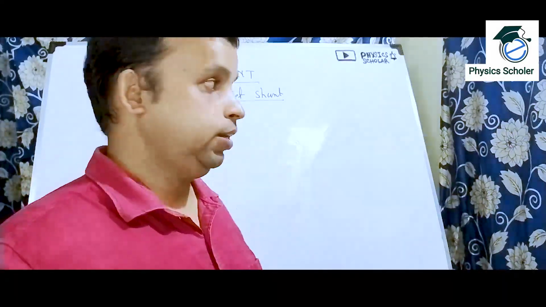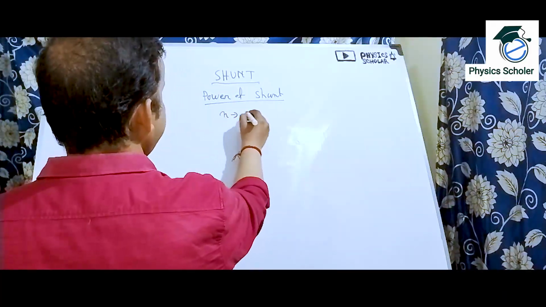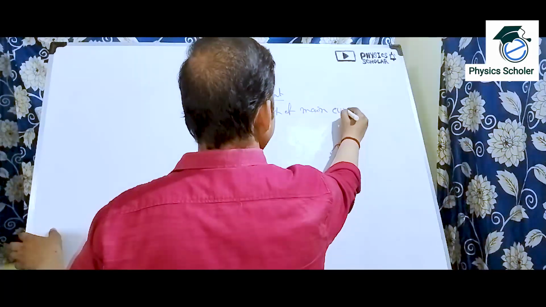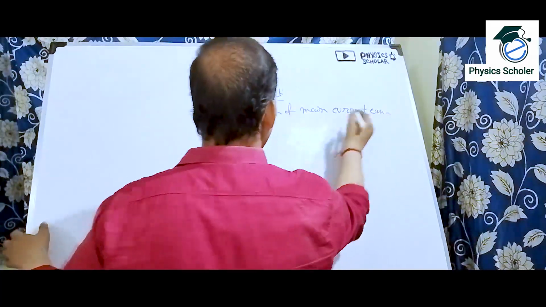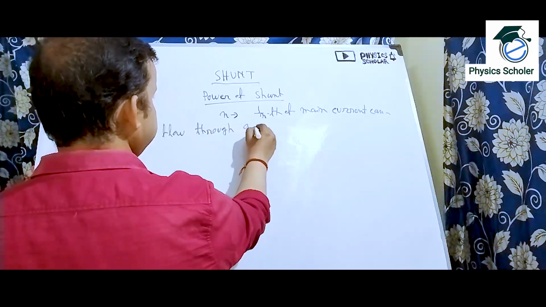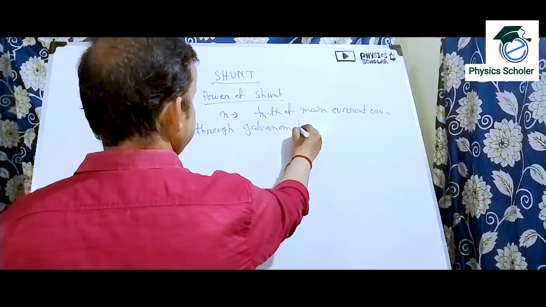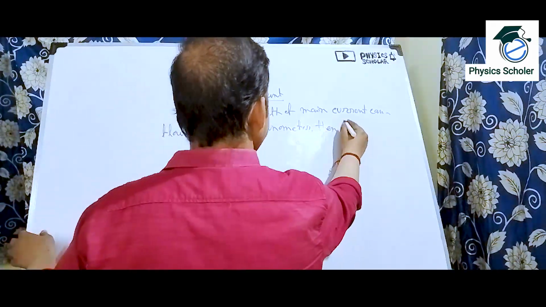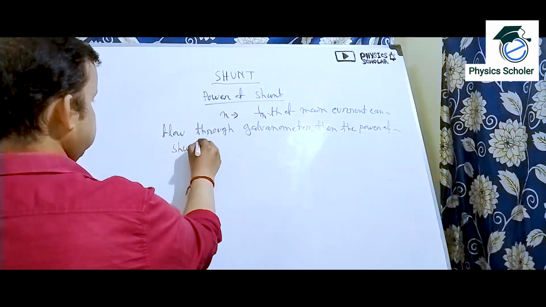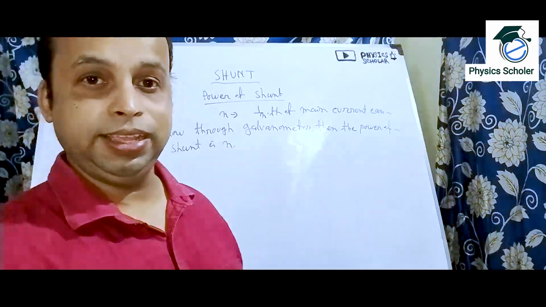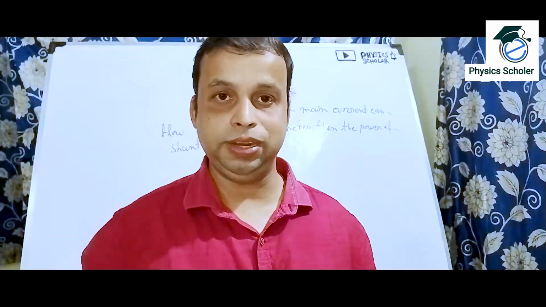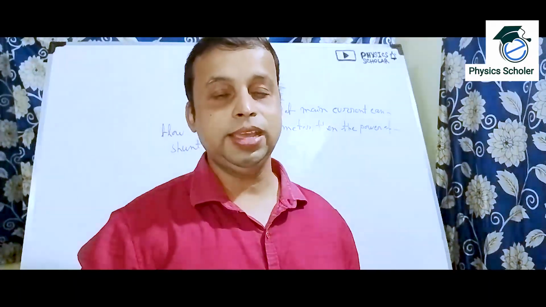Power of shunt means, if only 1 by Nth of the main current can flow through the galvanometer, then the power of shunt is N. That means, whatever the value of N, only the reciprocal of that amount of current can flow through the galvanometer, and the rest of the current flows through the shunt. So that is known as the power of shunt.